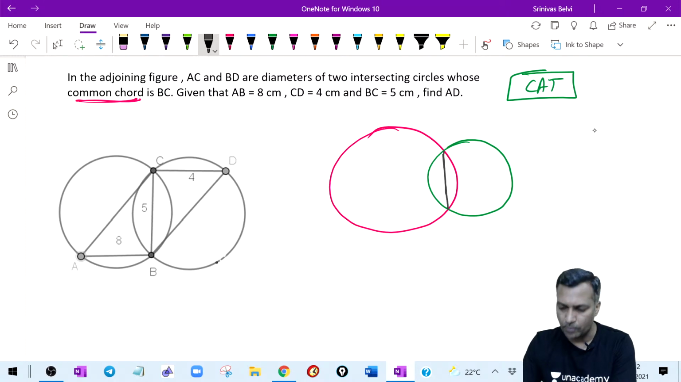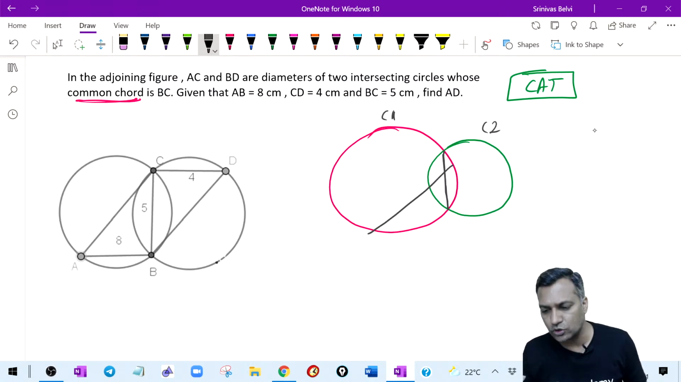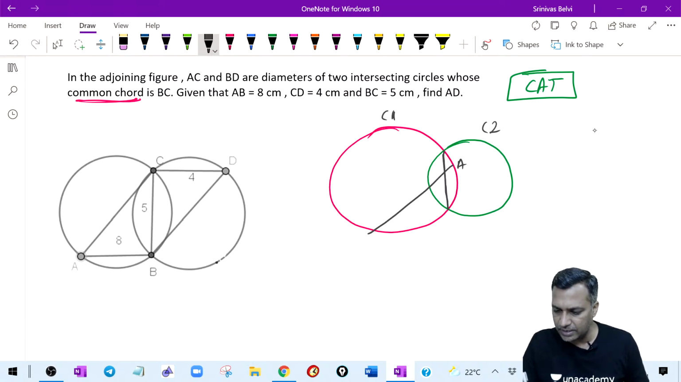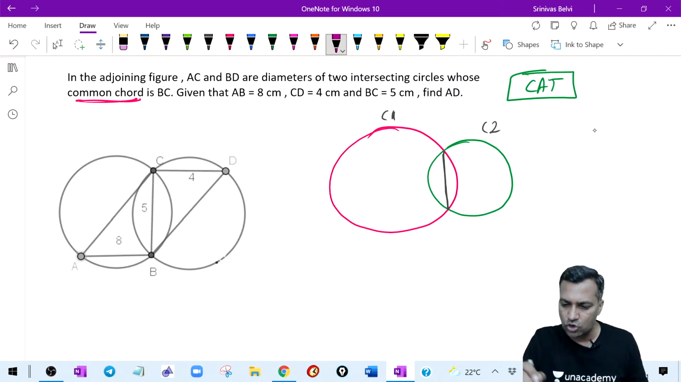This becomes a common chord. There will be only one chord which is common. You may say, sir, I will draw a chord here. If you draw a chord here, it will be in circle 1 but it will not be a part of circle 2. You may say I will draw a chord like this. It will belong to circle 1, but it does not belong to circle 2, because that line is not a chord of circle 2. Whenever two circles intersect, only one common chord can be drawn.